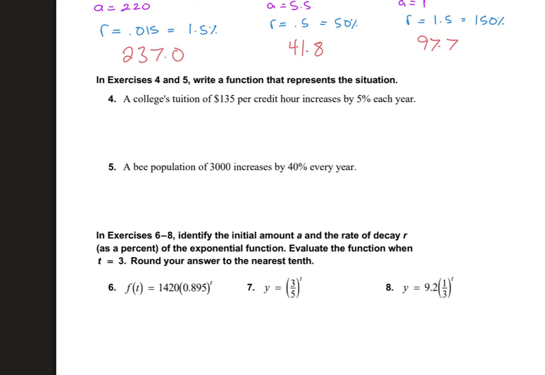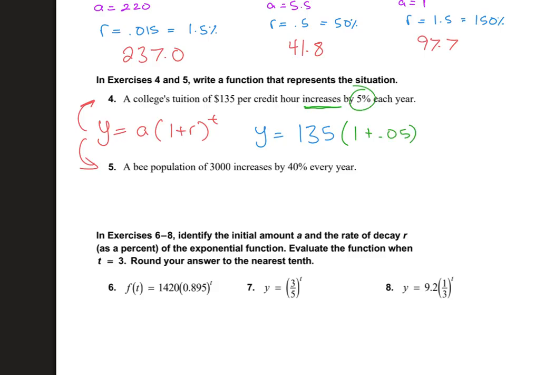Write a function that represents a situation. So the functions are going to look like this. So there's our initial value, basically 1 plus r to the t power. That's what this one and this one are going to look like. So what we have is y equals a college tuition of $135 per credit hour. So that was the initial cost until it increased. So 1 plus 0.05, because that's how you write 5% as a decimal, to the t power. And we are done. That is the answer.